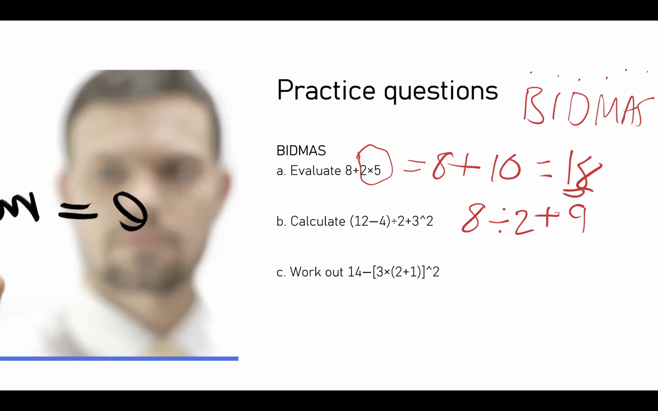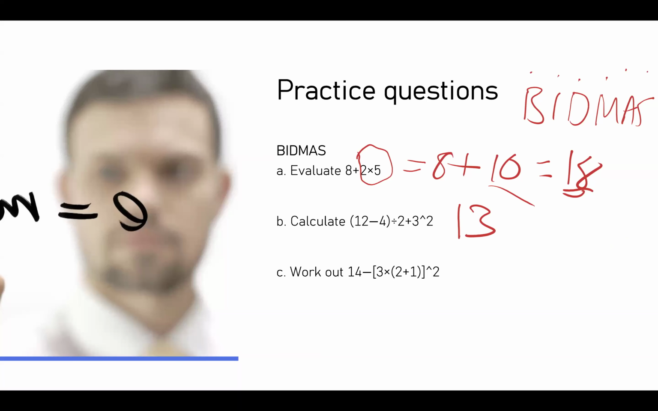So this would become, if we do this first, 4 added to 9. So the answer would be 13, guys, in this case, following the BIDMAS rule. So I'll rub this out for now. And the answer would be, as I said, 13.